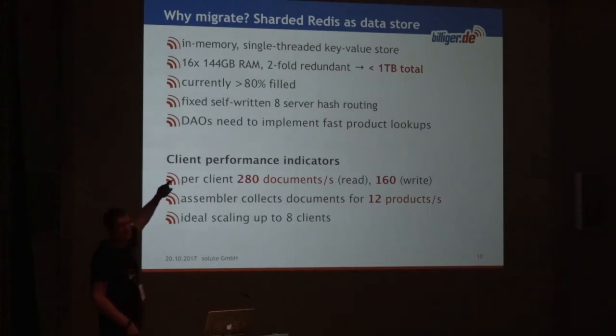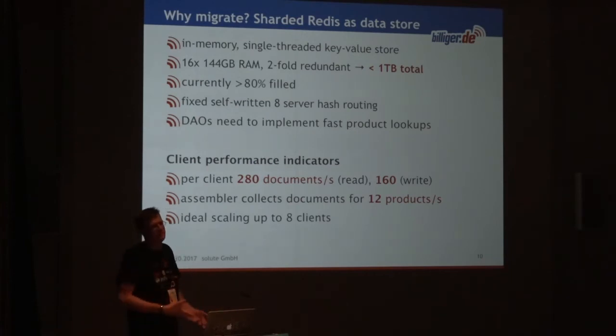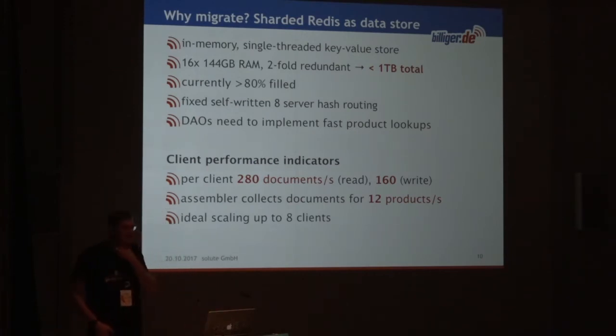We can't simply increase that because we are using a fixed 8-server hash routing, and then redundancy makes 16 servers, right? So we can't just add more servers. We can't add more RAM to the servers in operation that easily.